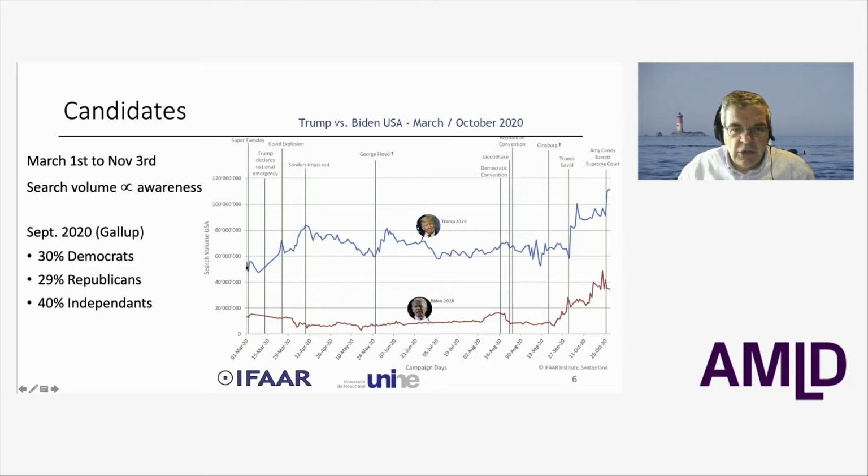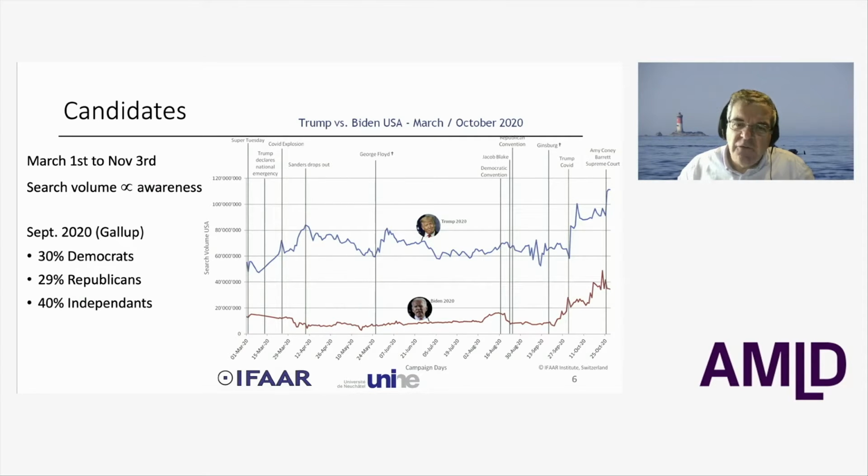But if you look at the curves here, what we see is that in the blue one, we have the Trump awareness or search volume, and in the red one, the Biden one. And during the campaign from March the 1st to the end of the campaign, November the 3rd, there is a clear difference between the two candidates. And in this case, Donald Trump obtained clearly a higher volume than his opponent, Joe Biden.